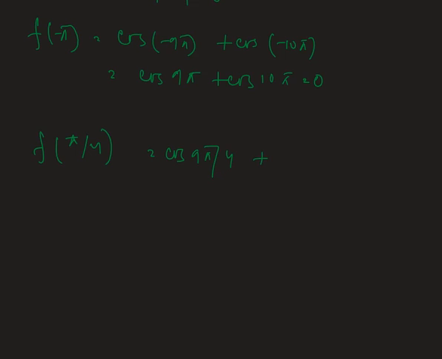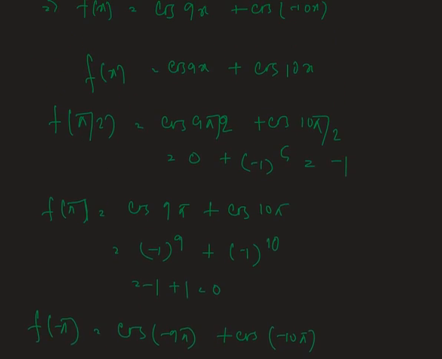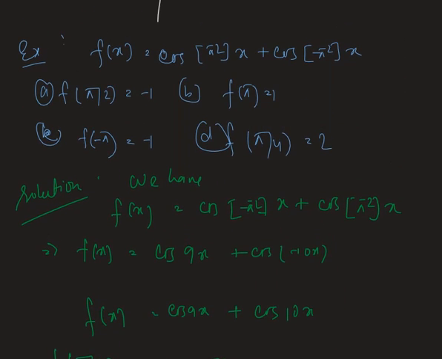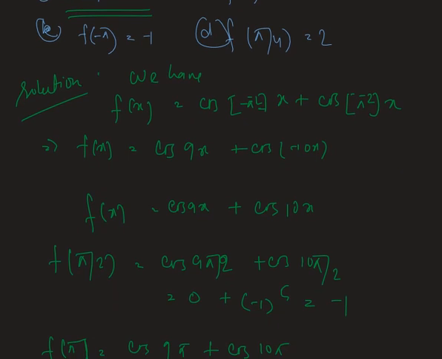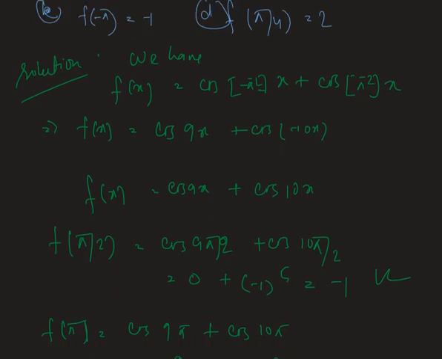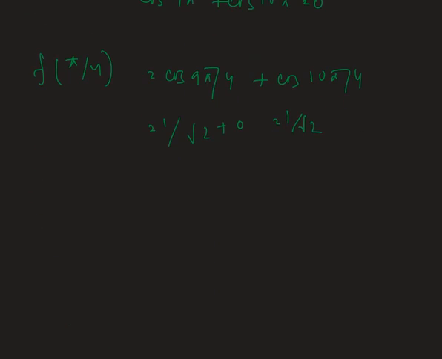And the last one is f of pi by 4, which results in cos 9 pi by 4 plus cos 10 pi by 4, which is equal to 1 by root 2 plus 0 is equal to 1 by root 2. Therefore, here only option A is correct, that is f of pi by 2 is equal to minus 1. So this is the correct option. So A is correct. So that's all for today. Thank you very much.